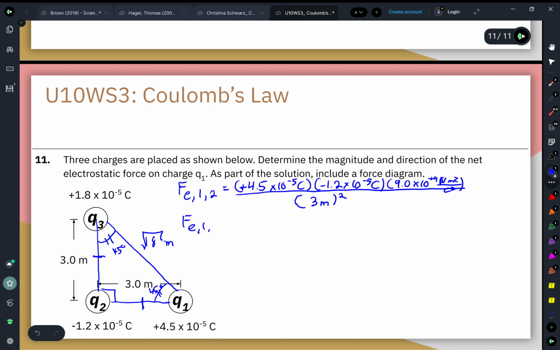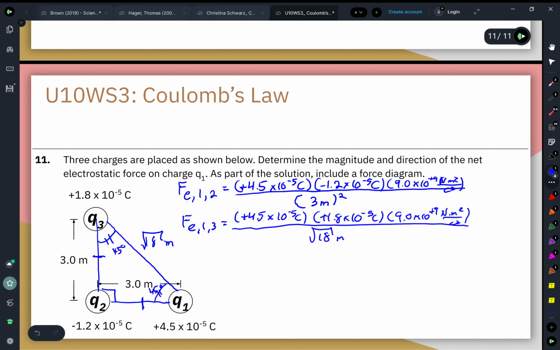When we do the same thing between 1 and 3, charge 1 still has that same charge of positive 4.5 times 10 to the negative fifth coulombs. Charge 3 has a positive 1.8 times 10 to the negative fifth coulombs for its charge, but Coulomb's constant stays the same. And then the distance between those two is the square root of 18 meters, and that whole value gets squared.